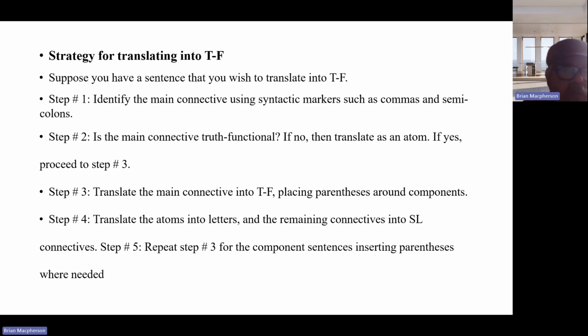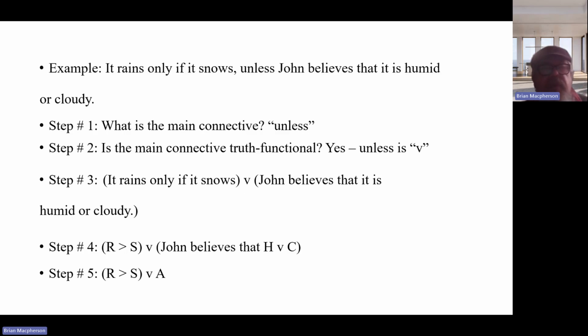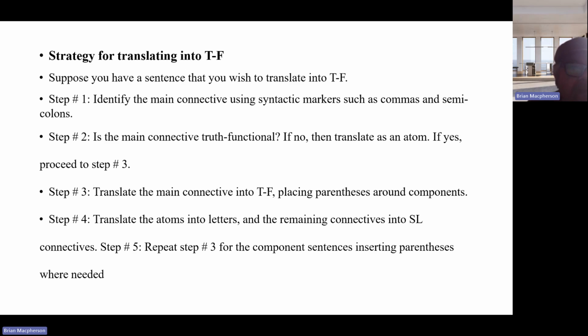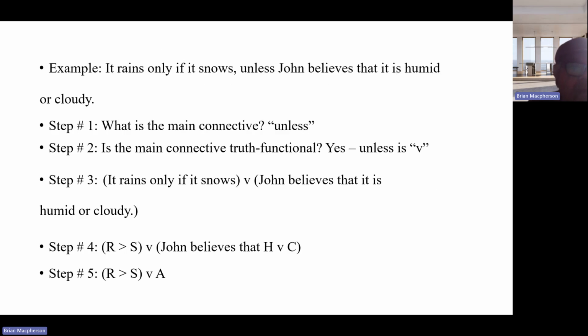I know this is kind of abstract, but let's look at some actual examples. So here's an actual example. It rains only if it snows, comma, unless John believes that it is humid or cloudy. So remember, step 1, identify the main connective using syntactic markers such as commas and semicolons. Well, the syntactic marker in this sentence is the comma, right? What the comma tells you is that the unless is going to be the main connective, all right?